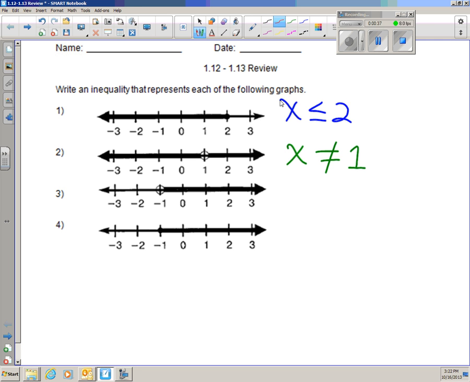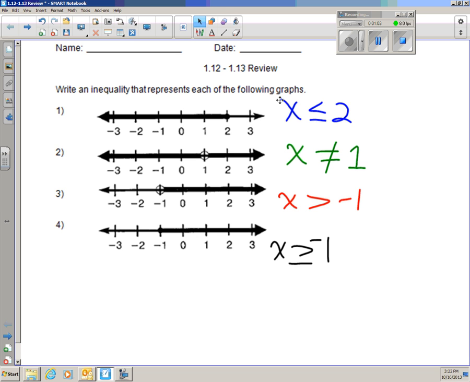Third graph, open circle on -1, everything shaded to the right, which means x can be anything that's more than -1. It's not a closed circle. -1 is not part of the solution. Number 4, it's a closed circle on -1 and everything to the right. So x can be anything greater than or equal to 1. Sorry, -1.